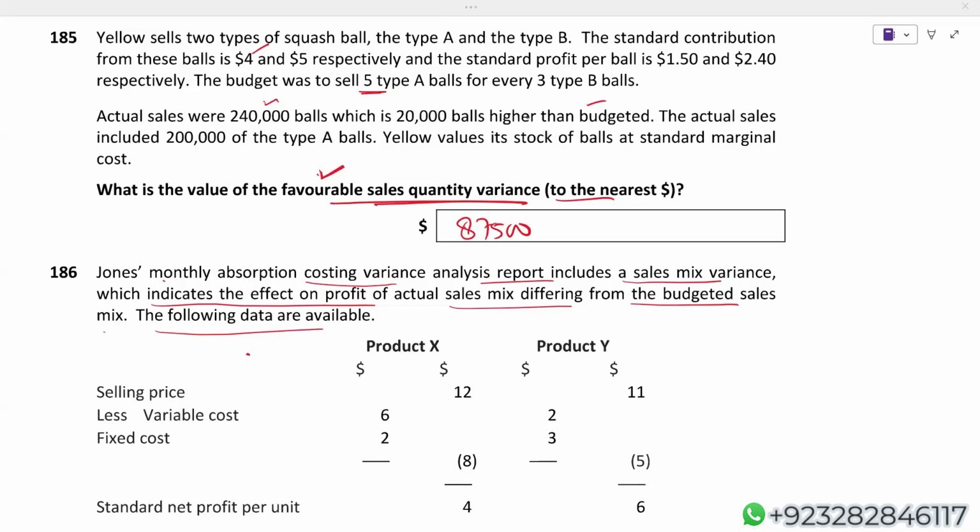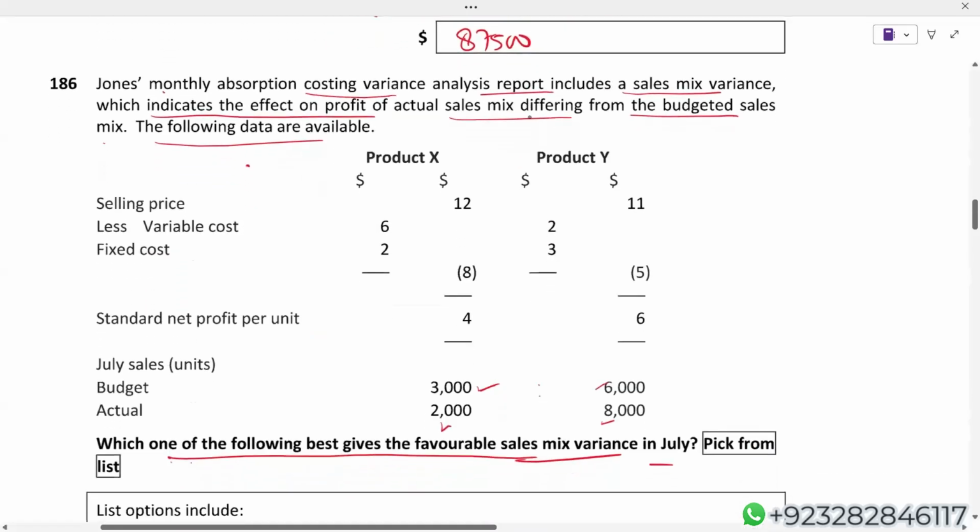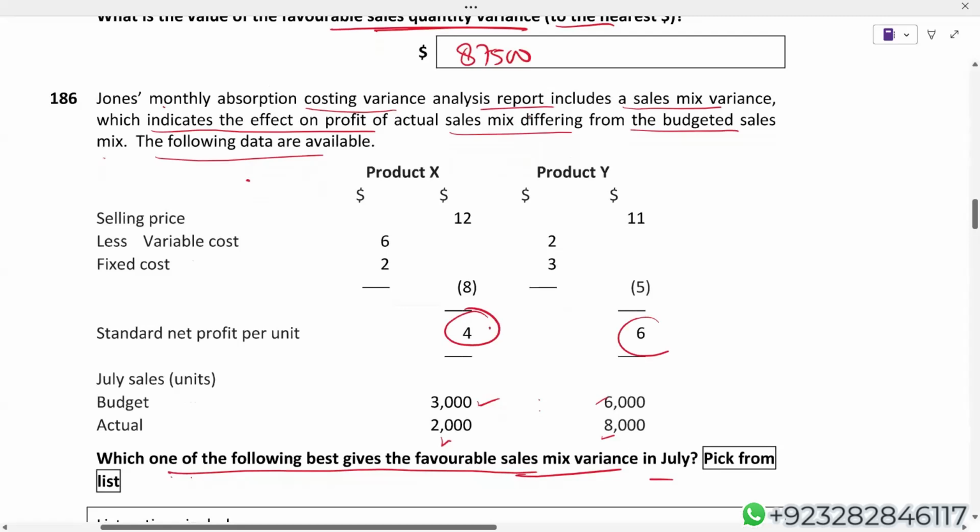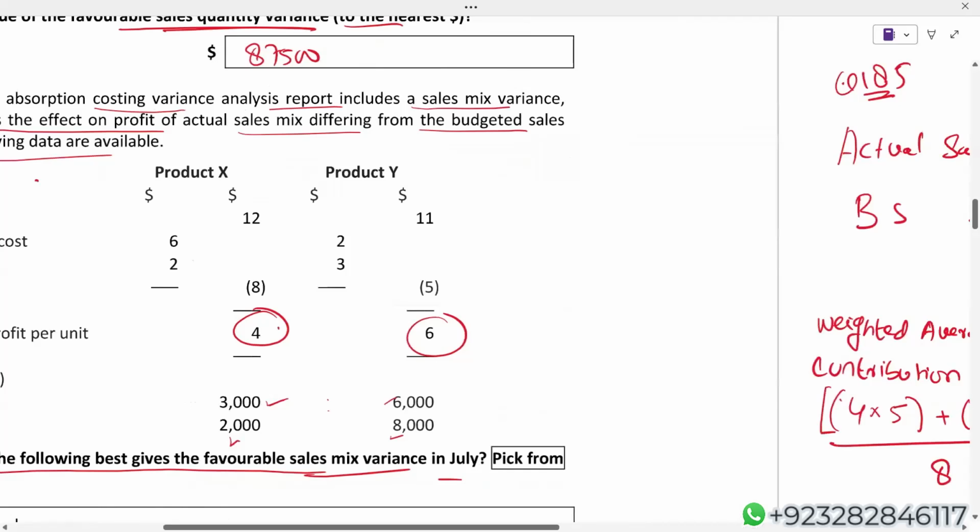One student is saying 2667 favorable. Another is also saying, I believe, standard profit per unit. They have given us product X having standard profit 4 and Y having 6. Let's see. Question 186.